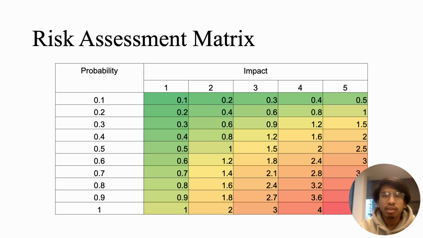Now for the risk assessment matrix, what I've done is the probability is from 0.1 to 1, 1 being the highest, 100% probability, and for the impact I have 1 to 5, and I've differentiated the colors like red is the highest probability and impact, and green is the lowest.